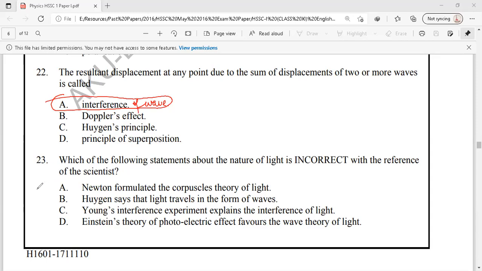Then we have question number 23. Which of the following statements about the nature of light is incorrect with reference to the scientist? Newton formulated the corpuscular theory of light. This is the correct one. Huygens says that light travels in the form of waves, or in the form of wavelets. Similarly, Young's interference experiment explains the interference of light. This is the correct one. And we have the last option, Einstein's theory of the photoelectric effect favors the wave theory of light. This is the incorrect one, because Einstein's theory does not favor the wave theory. It represents the particle nature of light. So the correct option of this question is option D.